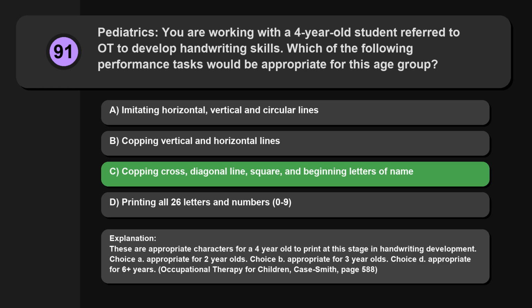These are appropriate characters for a 4-year-old to print at this stage in handwriting development. Choice A, appropriate for 2-year-olds. Choice B, appropriate for 3-year-olds. Choice D, appropriate for 6+ years. Source: Occupational Therapy for Children, Case-Smith, page 588.